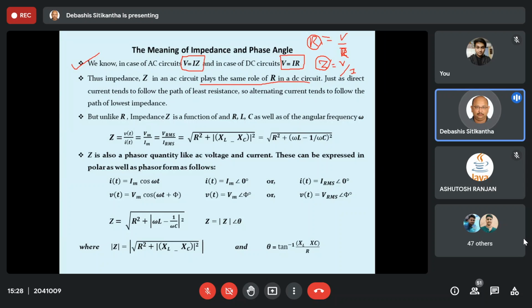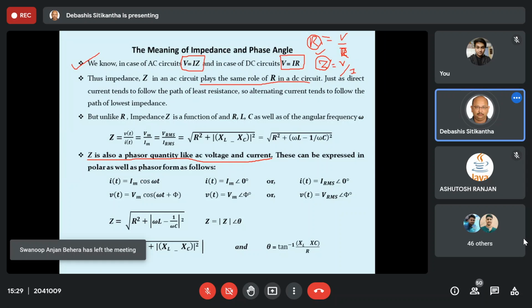Now, why don't we usually say that Z is a phasor quantity? It is because phasor by phasor is not defined. But still, it has a lot of properties similar to your phasor quantities. Just look over here, I have written it in the same way. Z is also a phasor quantity like AC voltage and current, but it is not a usual phasor.